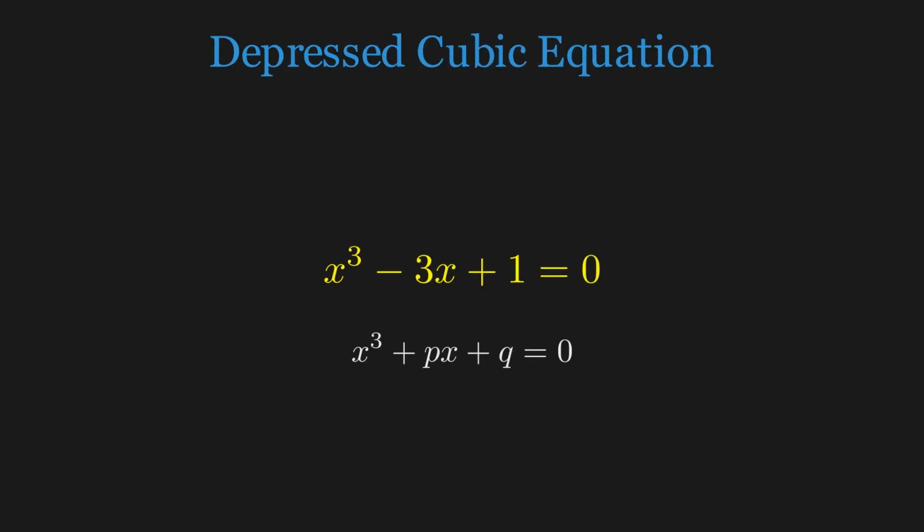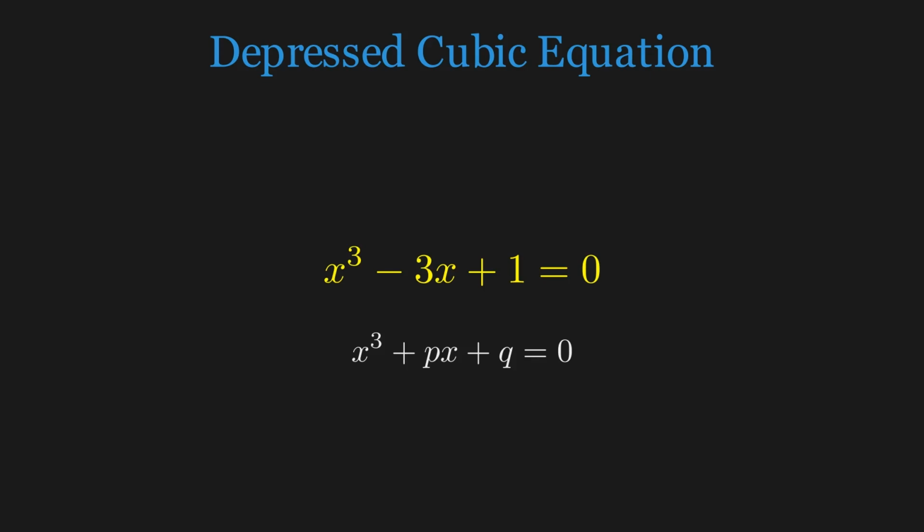Today we'll learn about the depressed cubic equation. So, first, what is a depressed cubic equation? A depressed cubic equation is a special kind of cubic polynomial equation where the x squared term is absent from the polynomial, which is why it's called depressed. The term depressed refers to the fact that the equation has been simplified from a more general cubic form by eliminating the quadratic term. The general form of this equation is x cubed plus p x plus q equals 0.